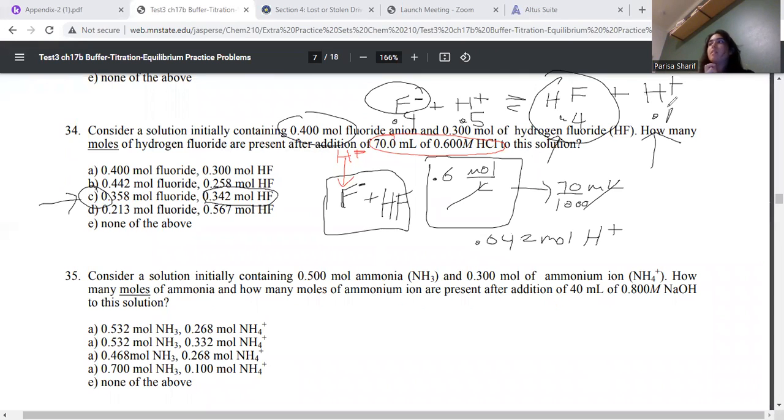Buffers are just like these absorbing anions and cations. So let's go on to the next question for more practice.